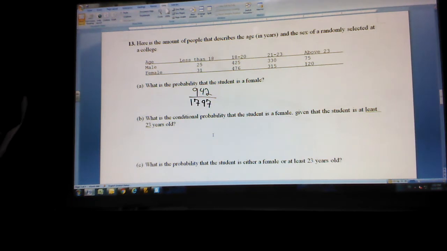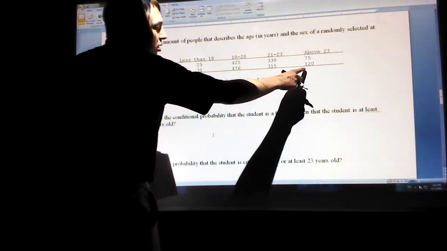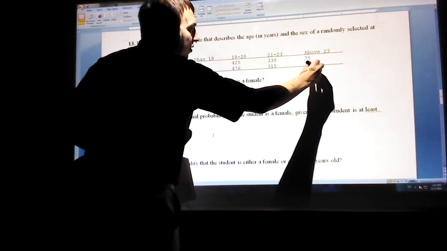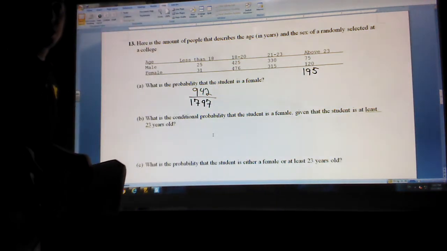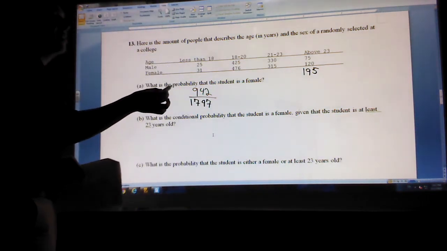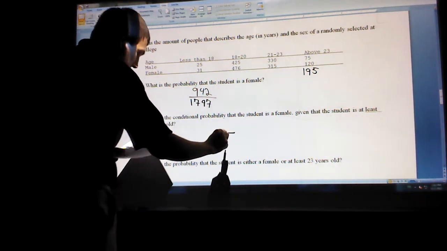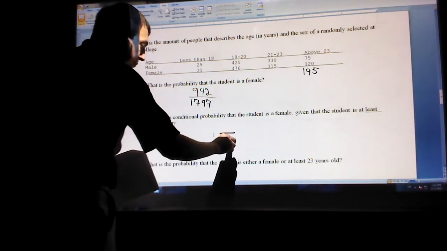B, what is the conditional probability that the student is a female given that the student is at least 23 years old? So that would be this column right here. There are 195 people 23 and older. That is the given. The given is in the denominator. So the denominator is 195.